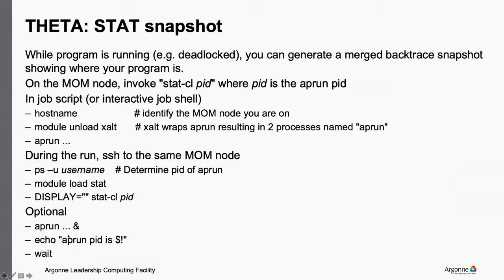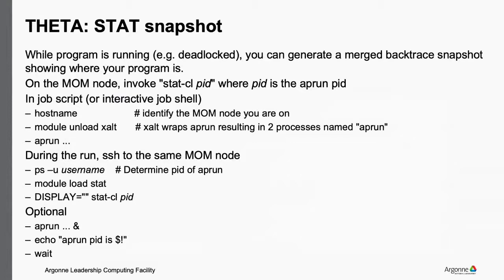Some other things you could do to make this process a little bit easier is that in your job script, if you background the app run command, then you could actually print out what the PID of the app run is on the next line in your shell script. $! expands to the last backgrounded process. And then you have to do a wait so that your job script doesn't exit, because when your job script exits, even if the app run is backgrounded, it's going to kill everything.